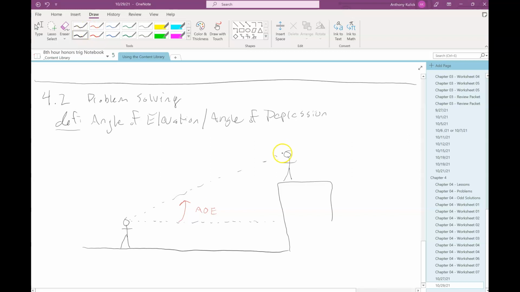Similarly, the person at altitude, their line of sight is just kind of at the head neutral position. If they look down to look at the person on the ground, this angle formed is called your angle of depression. What do you notice about these 2 angles geometrically?